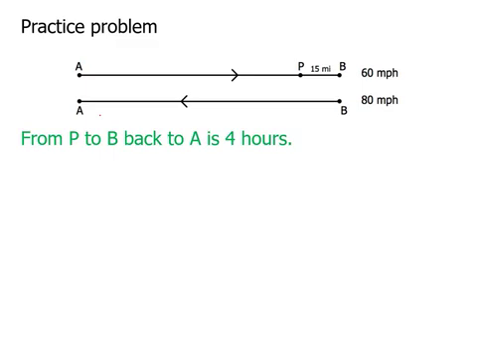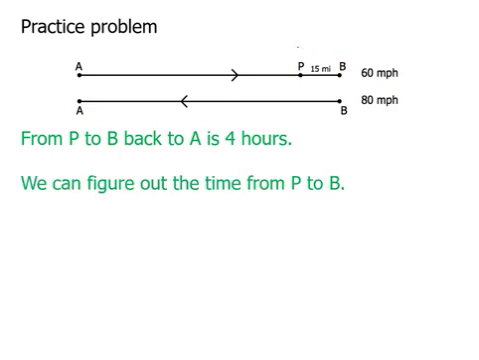Well, notice, I'm very interested just in this little interval right here from P to B. We know the distance and we know the speed, so we can figure out the time. The time would equal the distance, 15 miles, divided by the speed, 60 miles an hour. 15 over 60 is 1/4. So that's 1/4 of an hour. We could write that as 15 minutes, but let's actually leave it as a fraction.